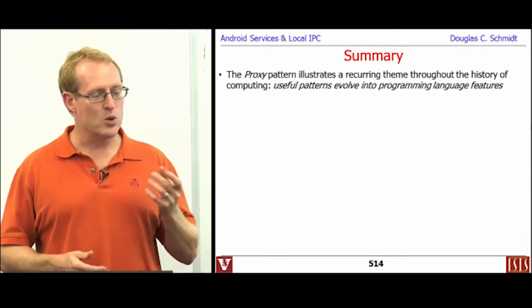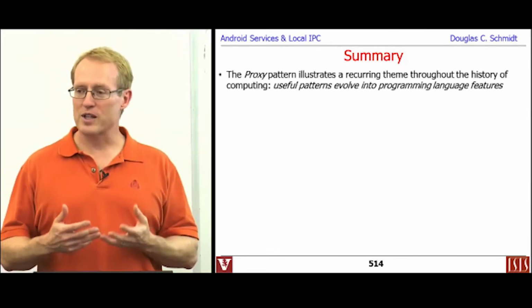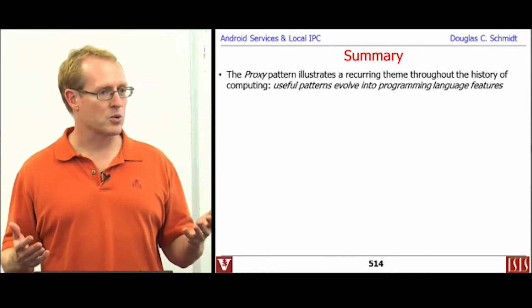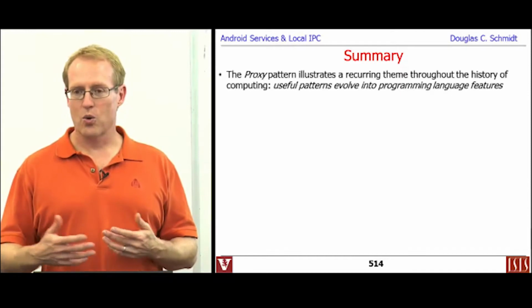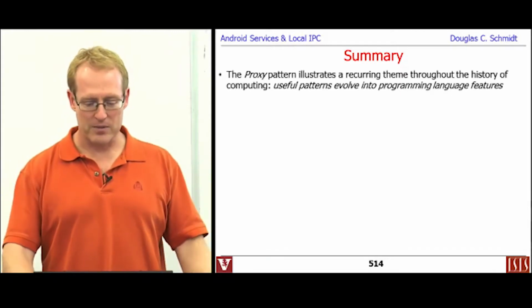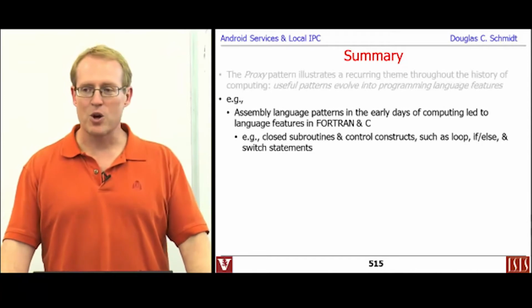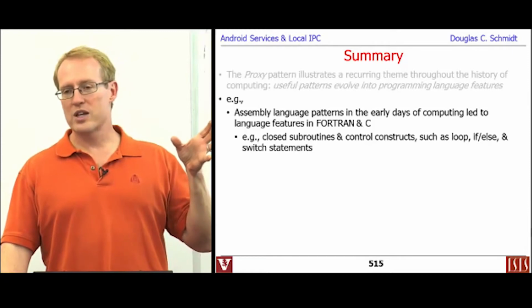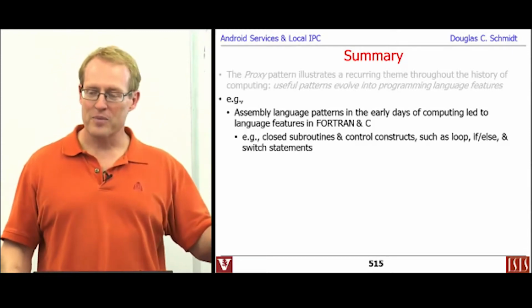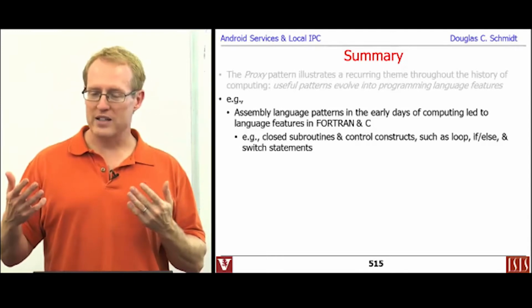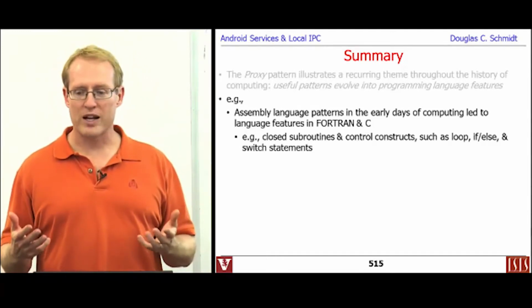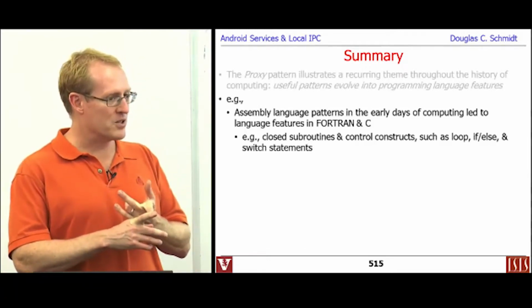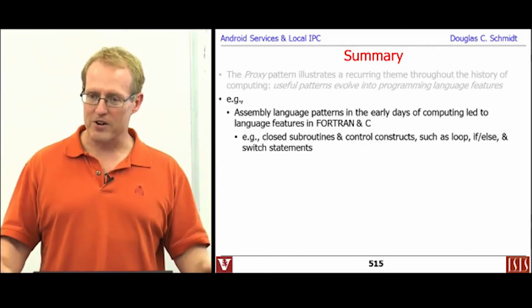And that trend is that useful patterns evolve over time into features provided and supported automatically by various kinds of language processing tools, either programming languages or tools like AIDL compilers. Here are some examples. If you go back far enough in time, you'll see that the early developers of assembly code were using certain patterns of writing assembly code, and those were things that later found their way into the second generation languages like Fortran and C, where they had things like closed subroutines, or if-else statements, or switch statements, or loops of various kinds of things.